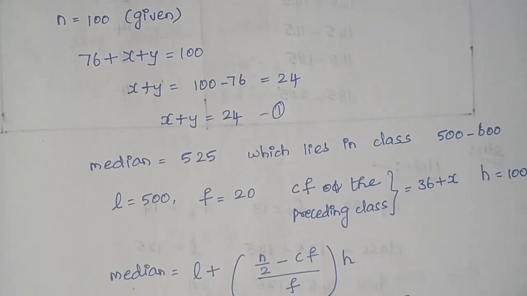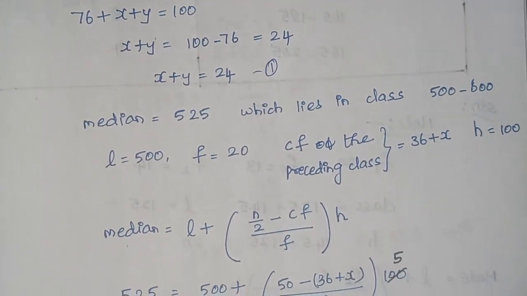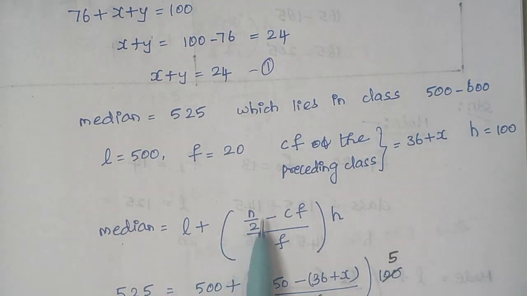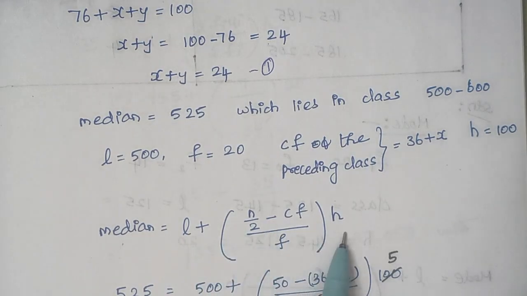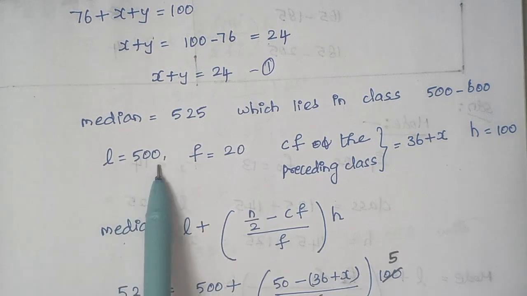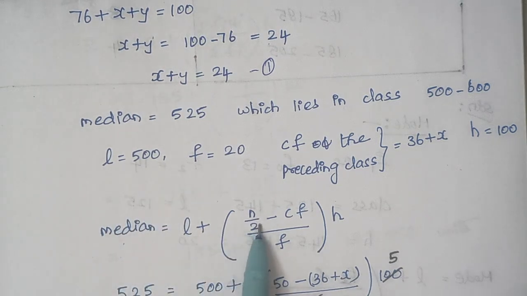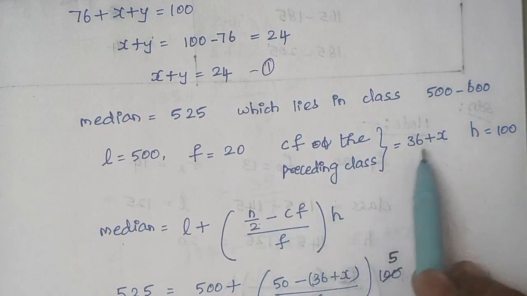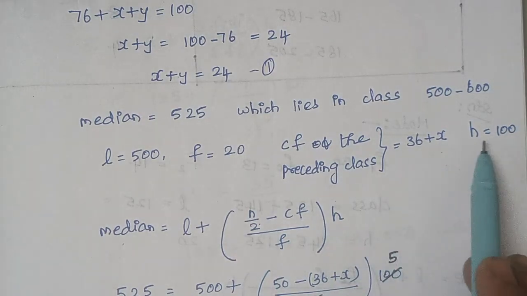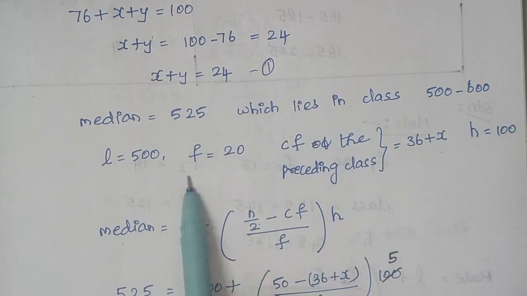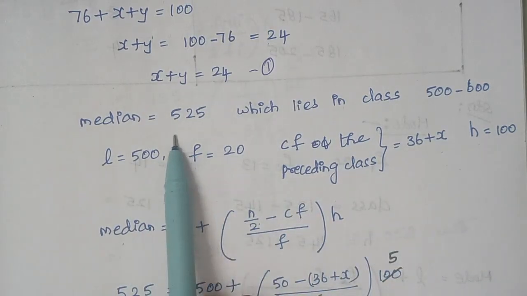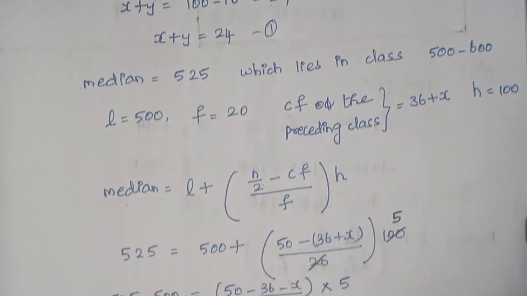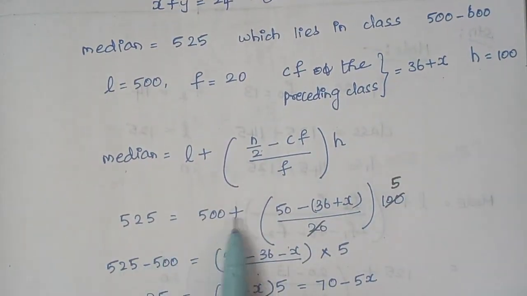So when you substitute it here, what is the formula? The formula is given as L plus (n by 2 minus Cf) by f into h. So what is L? L is 500. And what is the value of n? Here the value of n is given as 100. What is cumulative frequency? The value of cumulative frequency is 36 plus x. And h is 100 and the value of f is 20. So just substitute it over here. What is median? Median is 525. So 525 is equal to 500 plus.